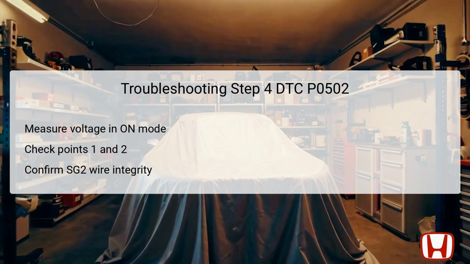If you receive this reading, it confirms that the SG2 wire is in good condition, allowing data to transmit effectively. Should the voltage be absent, it's vital to repair any break or fault within the SG2 wire, particularly between the CVT speed sensor and the PCM, to restore proper functionality.